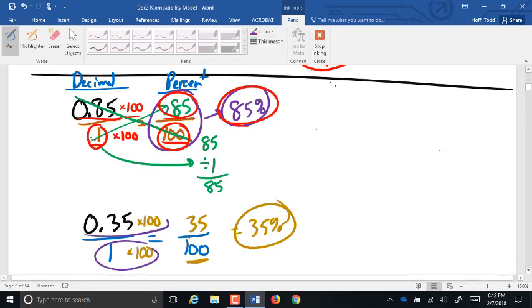Straight across here and here. If I multiply, remember in a fraction, whatever I multiply the numerator by, I have to multiply the denominator. If I take 3/4, if I multiply the denominator by 5, I have to multiply the numerator by 5, right? If I multiply the denominator by 100, I have to multiply the numerator by 100.